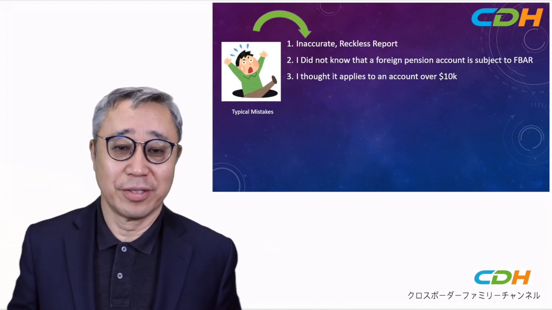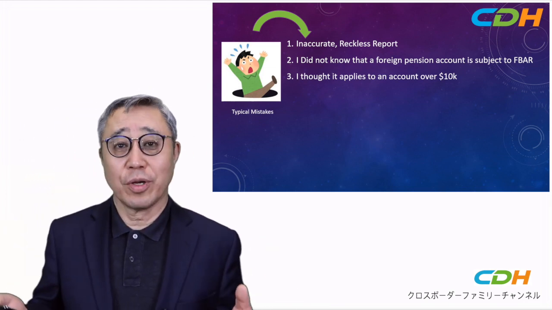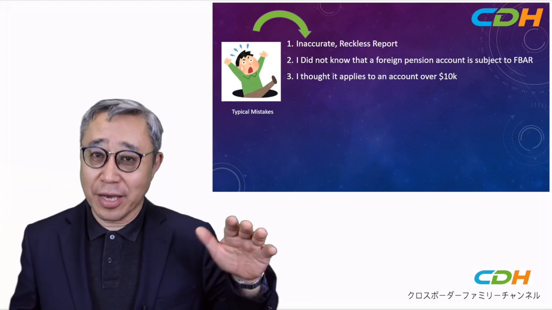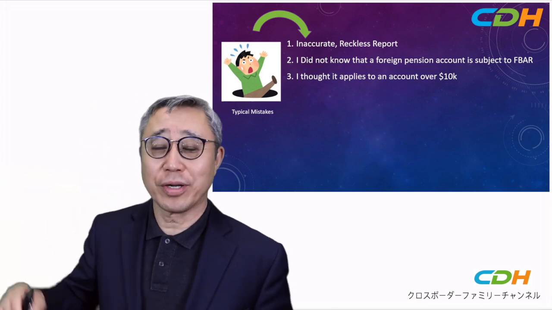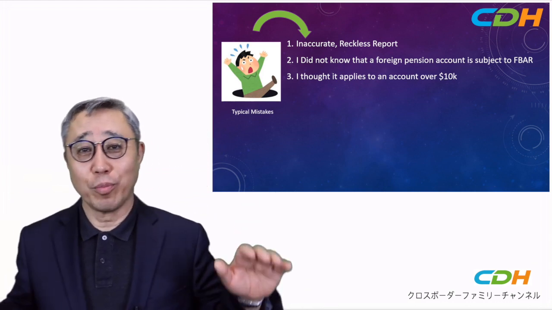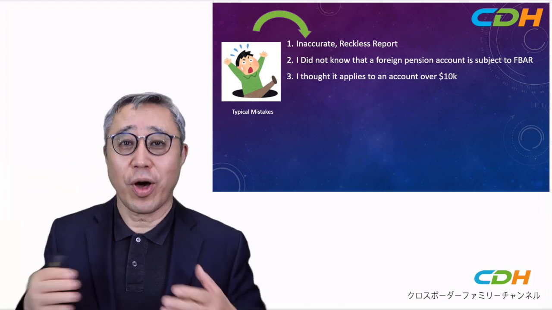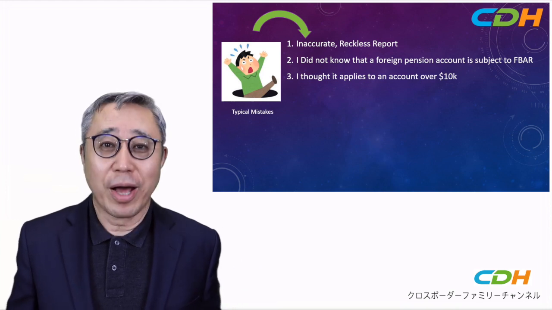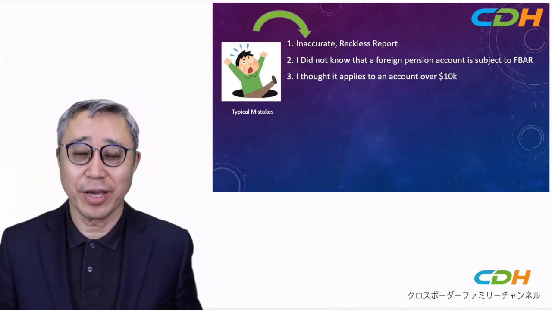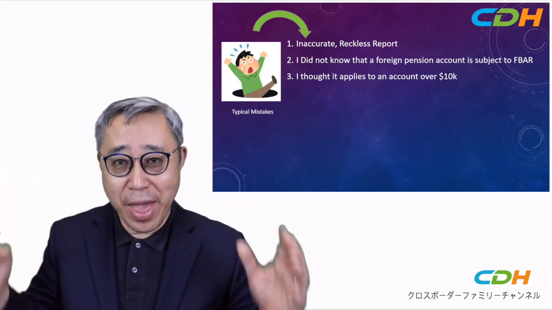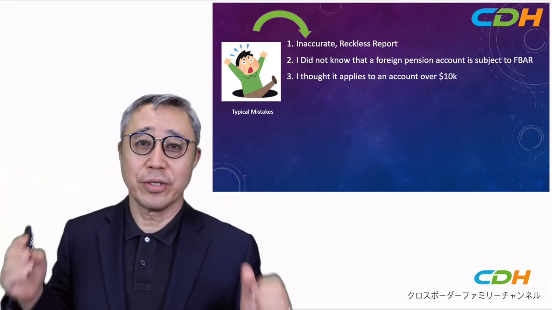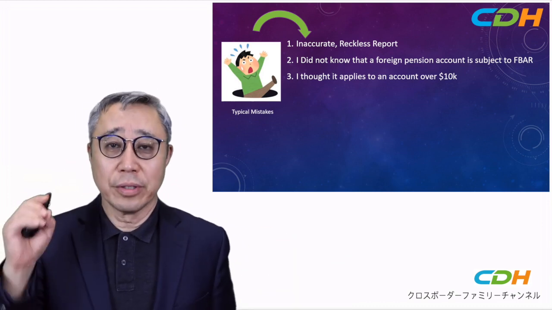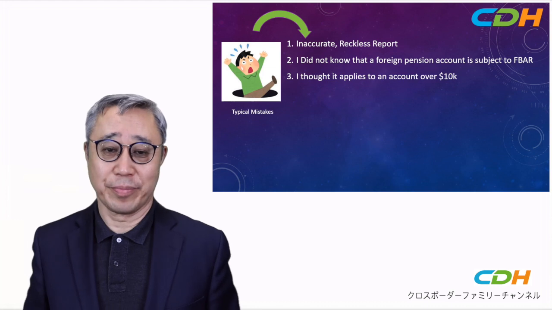I thought it applies to an account over $10,000. I have one at around $9,000. I have the other one at $5,000. They are both under $10,000, so I don't have to report. It's not right, right? It's the aggregate maximum balance during the calendar year. If it exceeds $10,000, you must report all the accounts one by one.